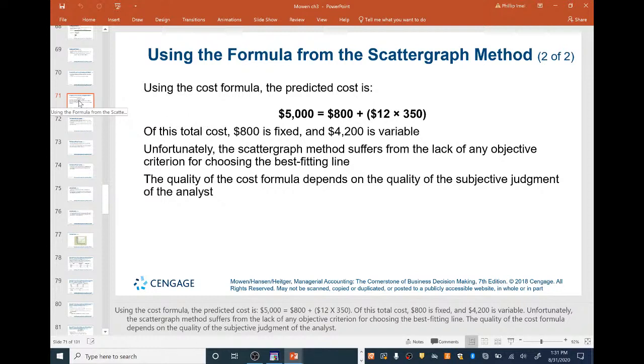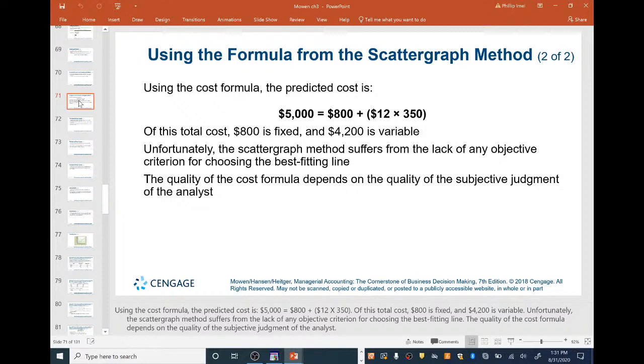How do we know that? Fixed cost is $800 plus the variable rate of $12 times the 350 moves that was just given to us. So all we're doing is punching the number of moves into the formula that we already found. Pretty simple there. Of this total, once again, 800 is fixed, and the variable cost is going to be made up of $4,200.